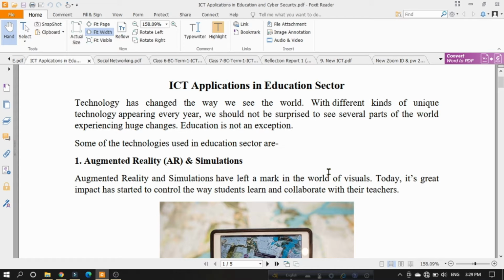In this class, we'll discuss the applications of ICT in the education sector, and also we'll discuss cyber security. So, let's start today's tutorial.